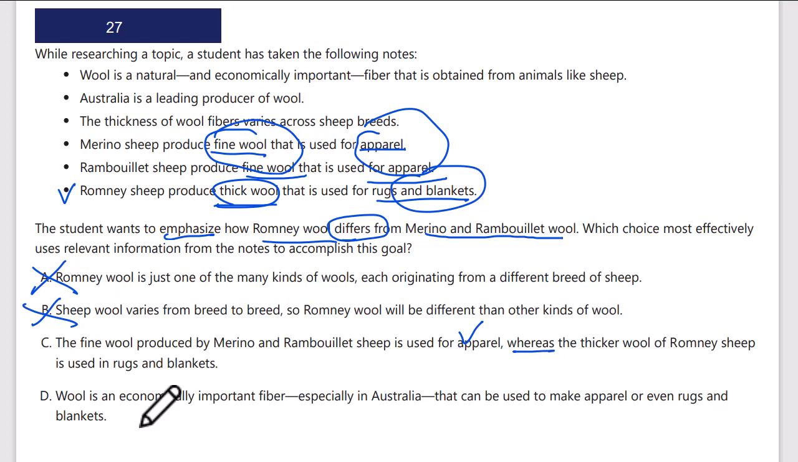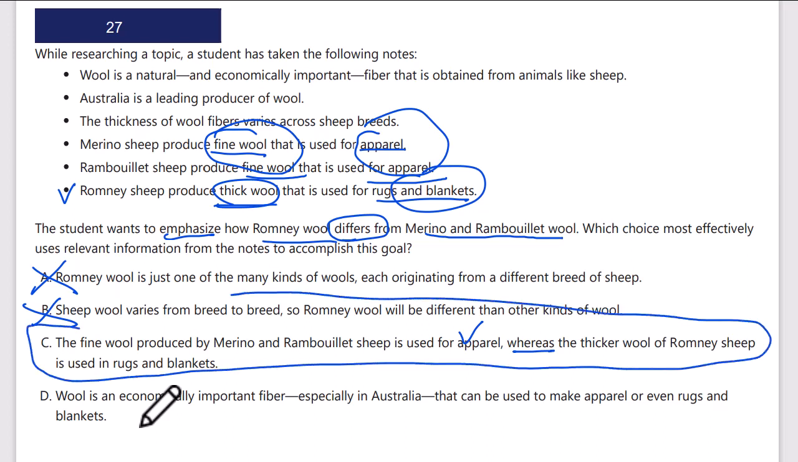We typically see contrasting transitions. The thicker wool of Romney sheep is used in rugs and blankets. That's going to be our answer. That's it. Wool is an economically important fiber that says nothing about differences between the two.